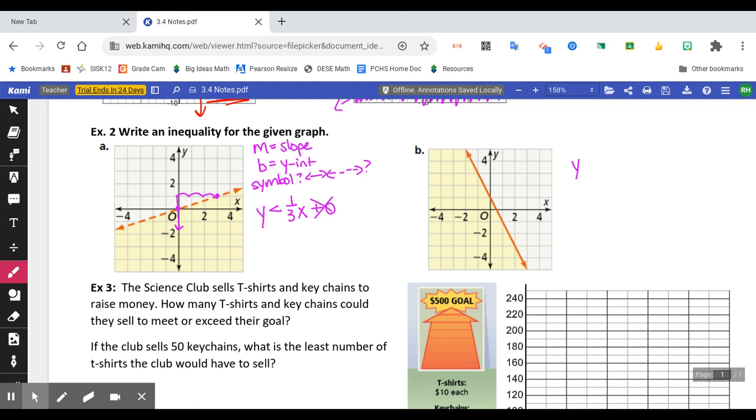Y, it's shaded below that, so it's less than. It's a solid line, so I need a solid line. The slope is, well, if I start here, the next place it crosses is here, so down 1, 2 over 1. So negative 2 over 1, which is going to give us negative 2. Okay, and then it intersects at positive 1. So y is less than or equal to negative 2x plus 1.